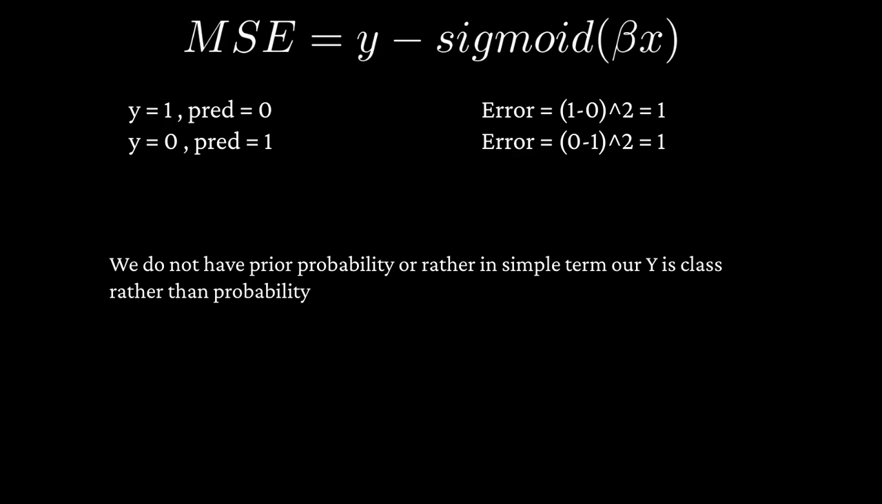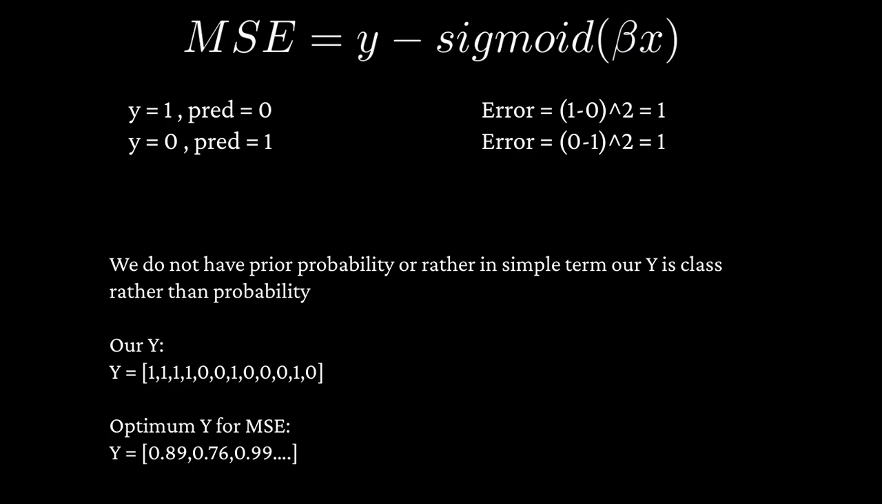The other problem we have with the MSE is that we do not have a prior probability. Rather, our y is a simple class, right? It is cat or dog. Our y is going to be cat, cat, cat, dog, dog, dog, cat, dog, cat, dog. It's a class, and what our sigmoid is predicting is a probability. So the units are different. In order to use MSE, our y should have been that this particular image is 80% cat, or that this particular image belongs 70% to this class. We must have probabilities, but we are not going to have that.